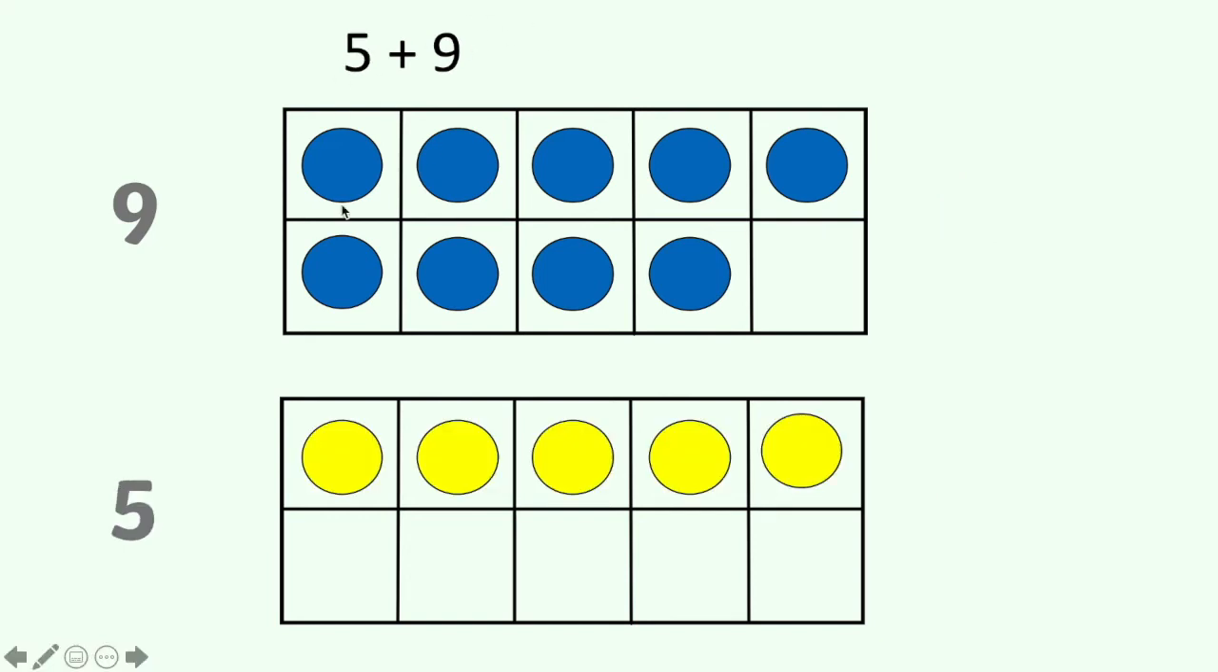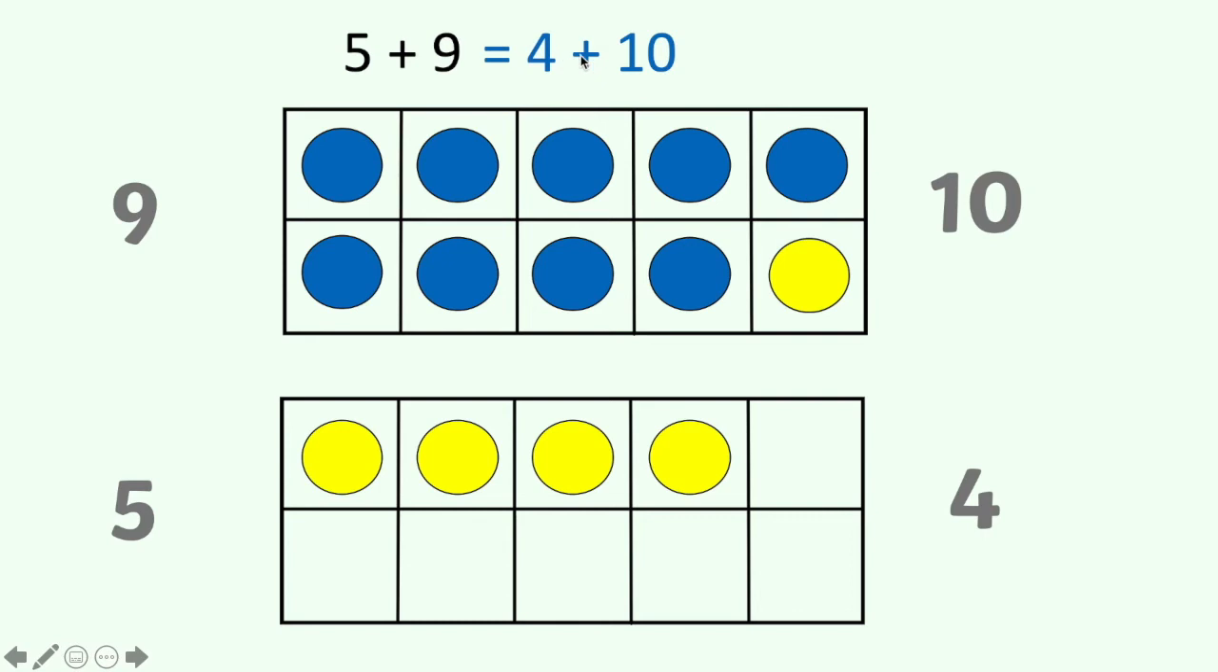This one is 5 add 9. Let's get our magic finger ready and move that final counter. There we go, I've made 10 and 4. So 5 add 9 is the same as 10 and 4, and that equals 14. So 5 add 9 equals 14.